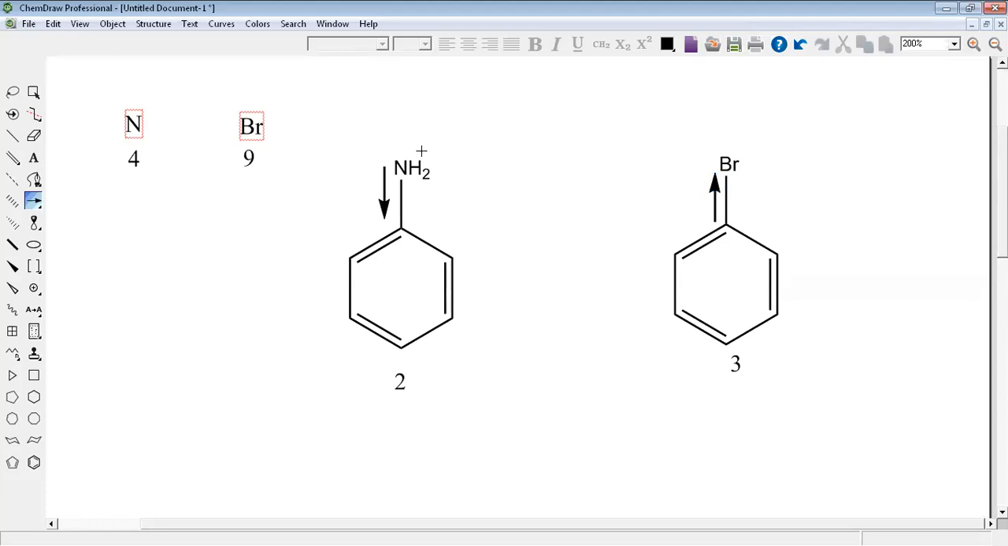For the nitrogen or the oxygen, this is the oxygen, and also the sulfur. All these atoms have inductive effect and resonance effect, but the resonance effect is stronger than the inductive effect. For this reason, all the time it will be donating by resonance effect. Okay, it will be donating by resonance effect.